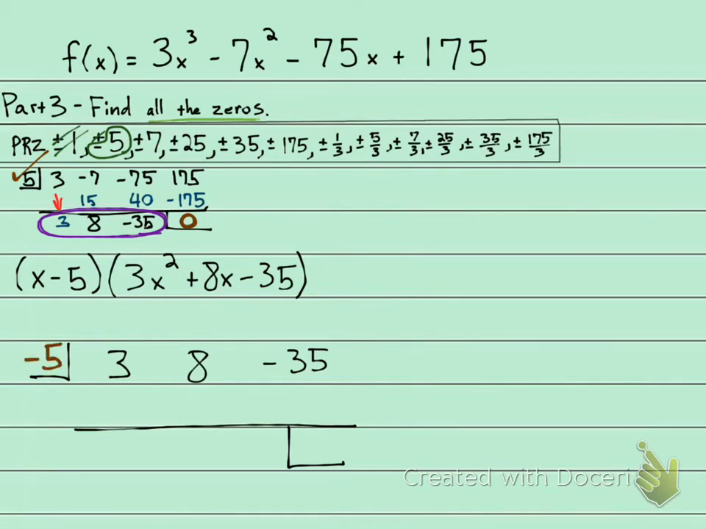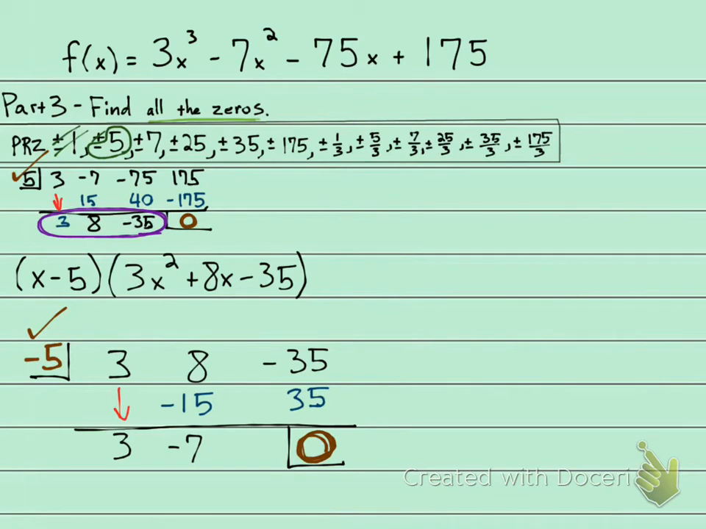All right, so let's do synthetic division. 3 drops down. I have negative 5 times 3 is negative 15. 8 plus negative 15 is negative 7. Negative 5 times negative 7 is 35. And then look at this. Negative 35 plus 35 is a 0. So my other 0 is negative 5.